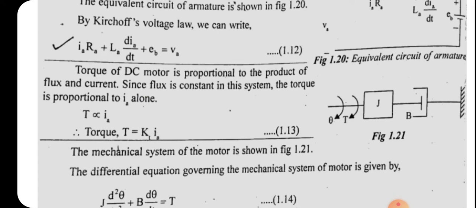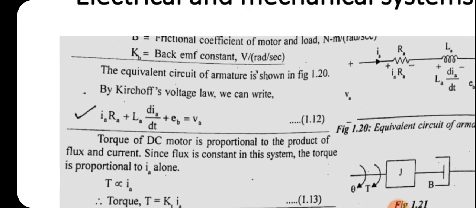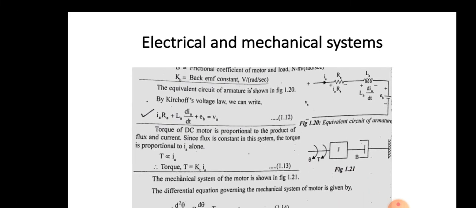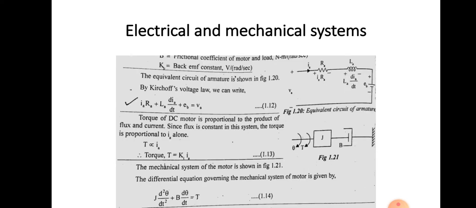So we can write the equation as torque is directly proportional to Ia, because in the case of a DC motor, torque is a function of current and flux, but here flux is constant. So torque is equal to KT into Ia, where KT is the torque constant, whose unit is Newton meter per ampere.